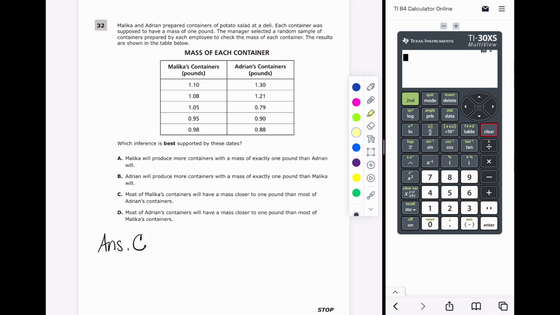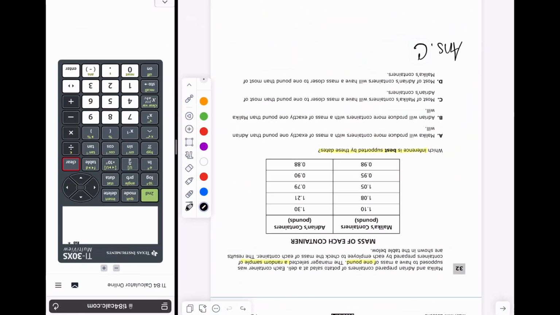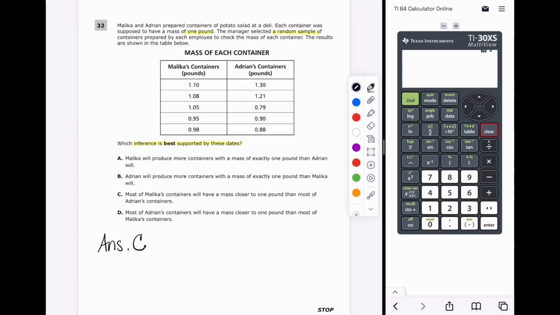Malika and Adrian prepared containers of potato salad at the deli. Each container was supposed to have a mass of 1 pound. The manager selected a random sample of containers prepared by each employee to check the mass of the containers. The results are shown in the table below. Which inference is best supported by these data? So that's a typo. It should be data, not dates.